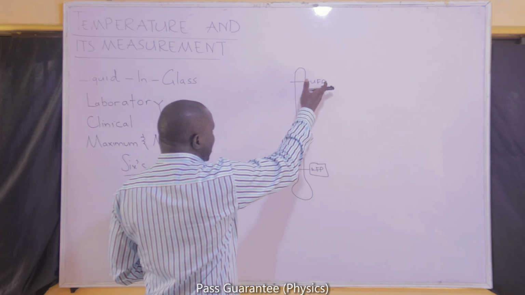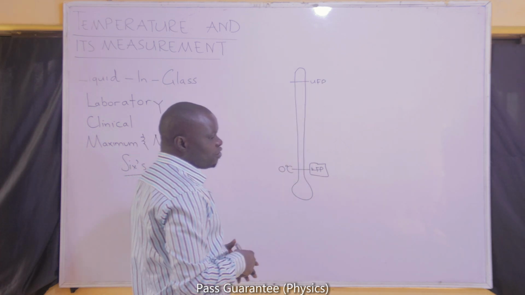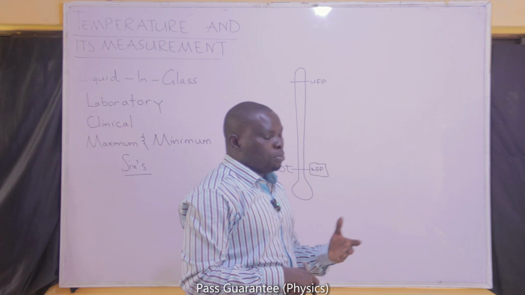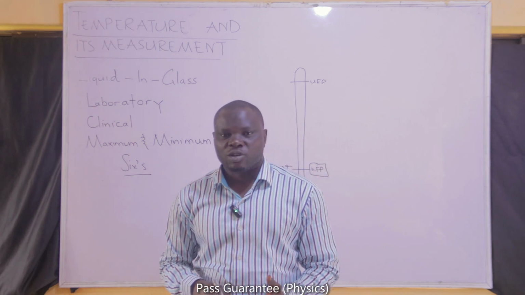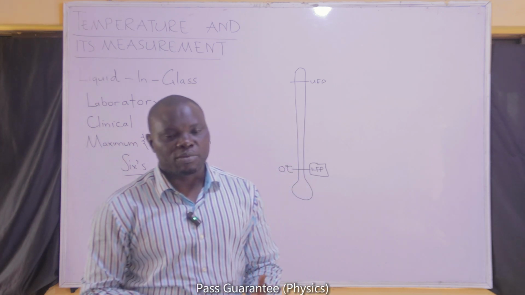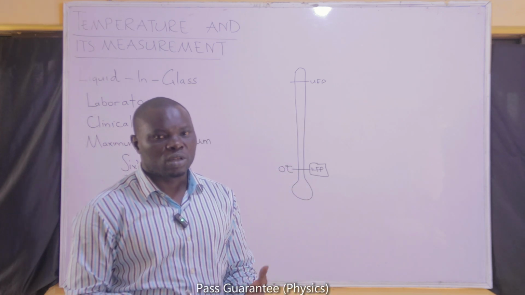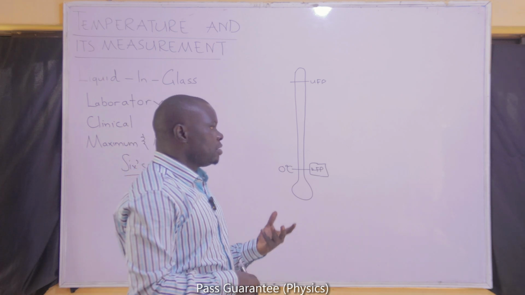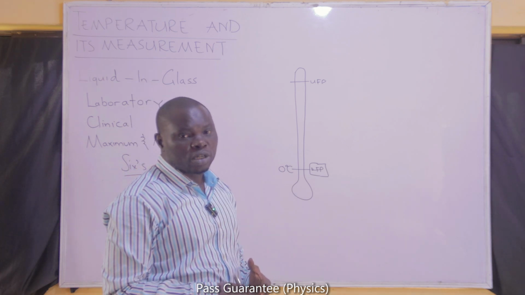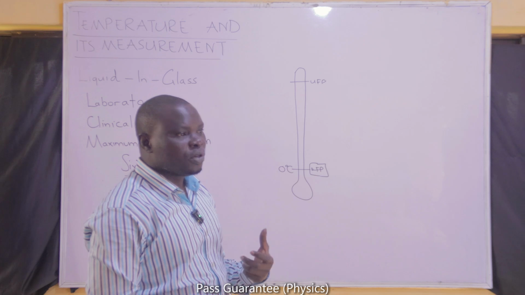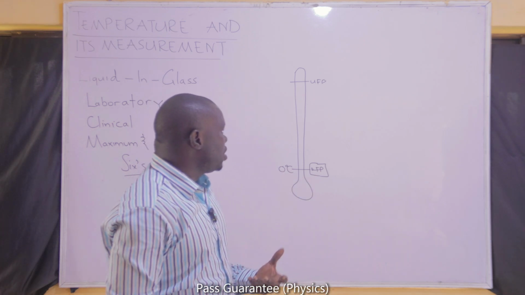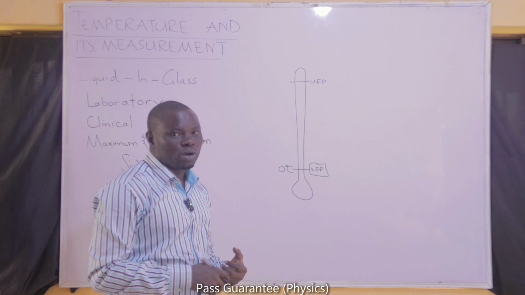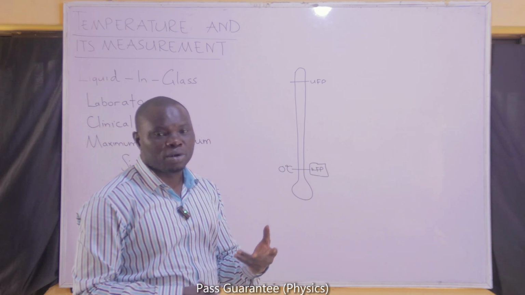Upper fixed point, on the other hand, is the temperature of boiling water at 1 atmospheric pressure, at standard atmospheric pressure. You can also put the temperature of pure boiling water at normal atmospheric pressure. Of course, I said purity and pressure are 2 things that affect both the boiling point and the melting point.